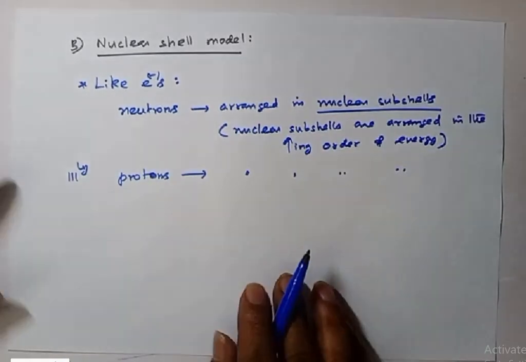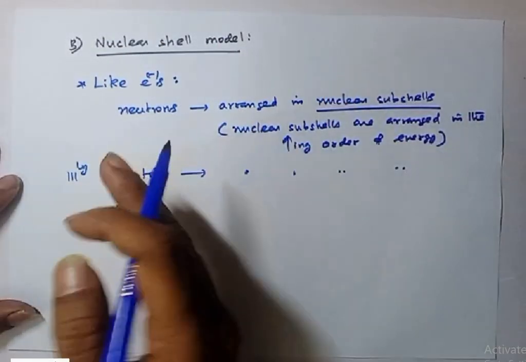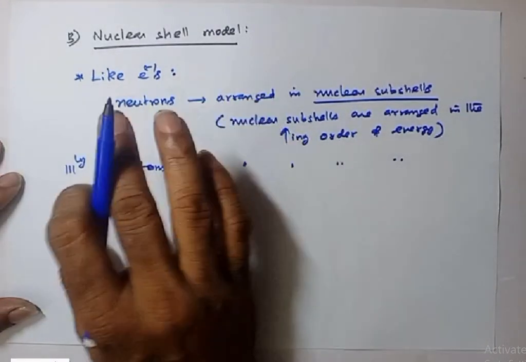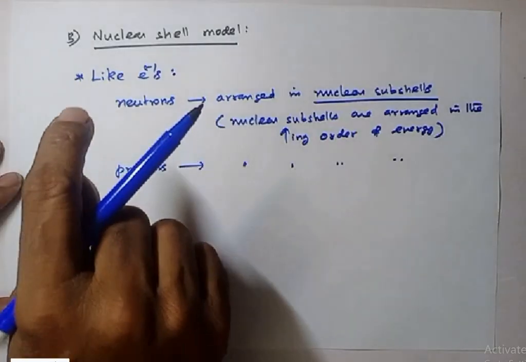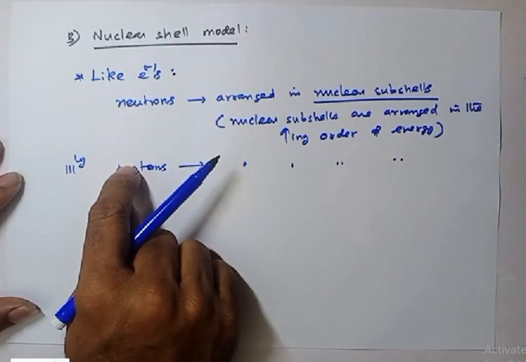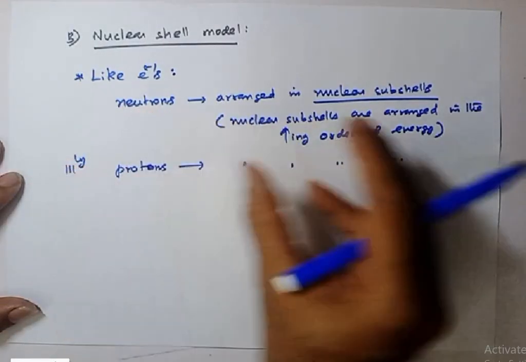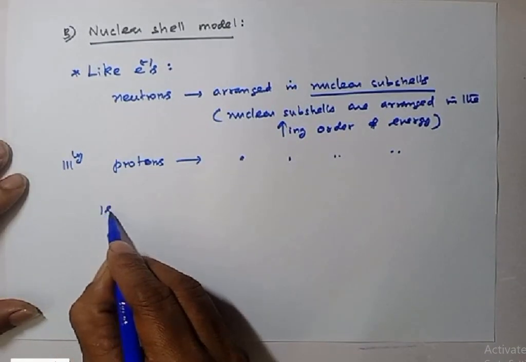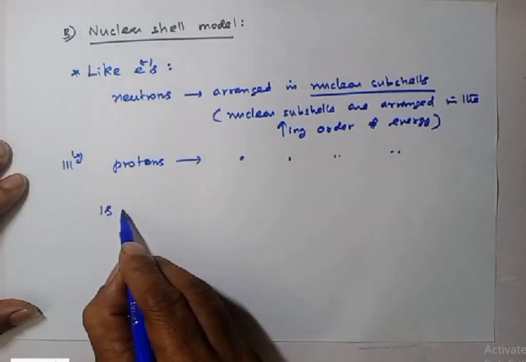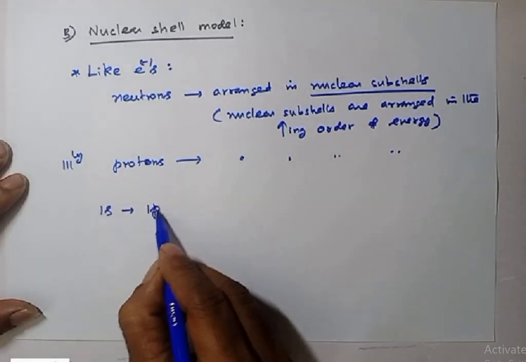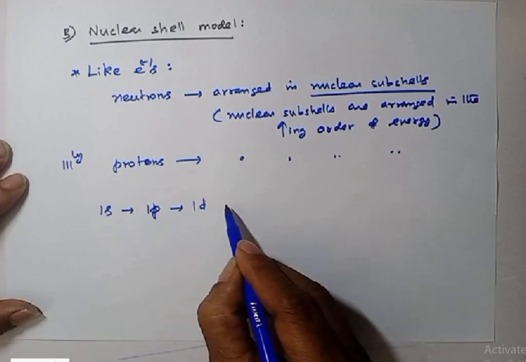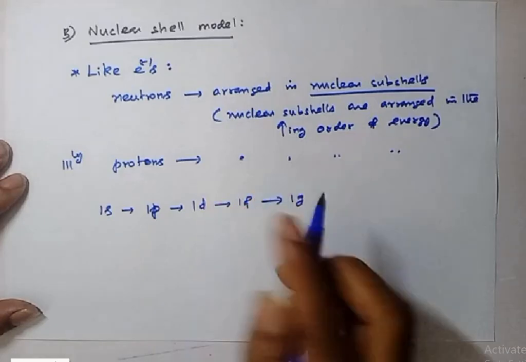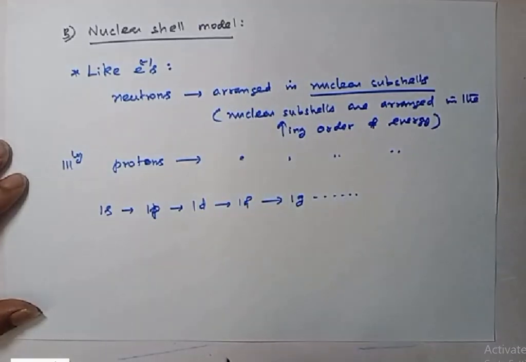Okay, now listen carefully. What is the difference between electron subshells and nuclear subshells? There is the nucleon subshell. Okay, I'll just use a common term for neutrons and protons, right? What are the nuclear subshells available? Let me write here 1s, then we have 1p, 1d, then 1f, then 1g. Observe carefully, this is not the energy order. Okay, like that it goes.